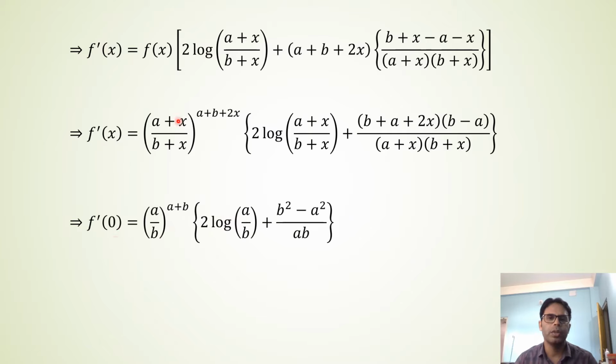So f dash 0 is equal to, it will be a by b, because x is 0, a by b to the power a plus b, x is 0, then 2 times of log, it is also x is 0, so it is simply a by b, and here x is 0, so it is b plus a into b minus a will give us simply b square minus a square by here a into b, and that is the solution.